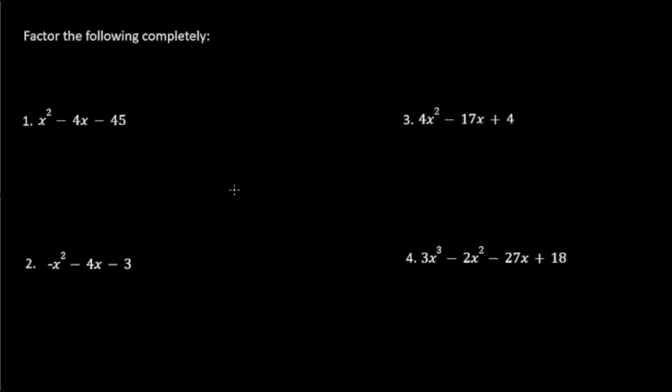Hey guys, today I'll be showing you how to factor quadratics and cubics, or better your understanding about factoring. So here I have my first quadratic, and it shows me that I have x squared minus 4x minus 45. So we have to think right here. 1 times negative 45. Okay, what two numbers multiply to negative 45 and add up to negative 4?